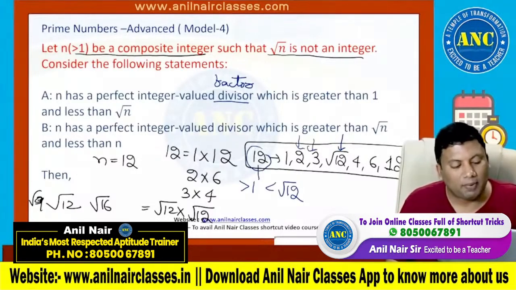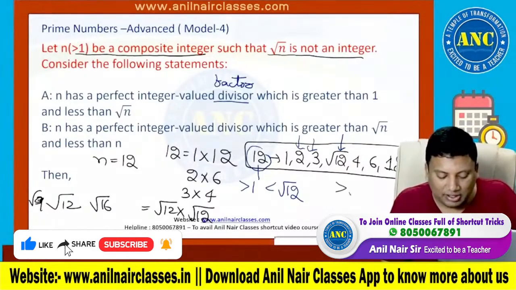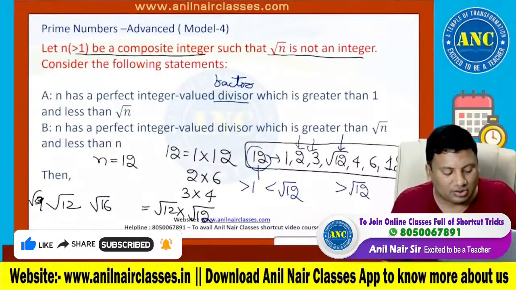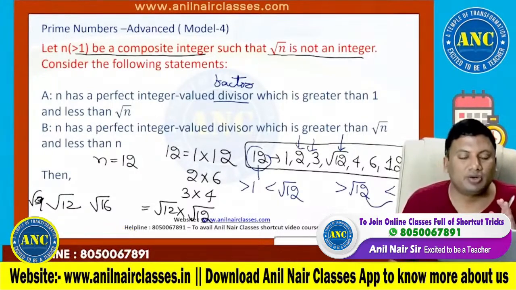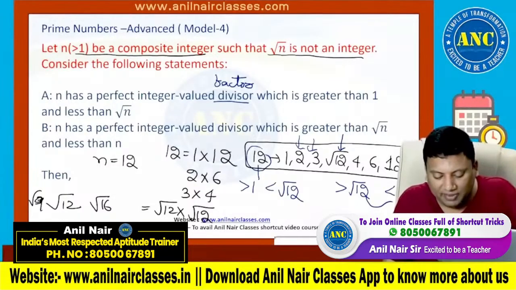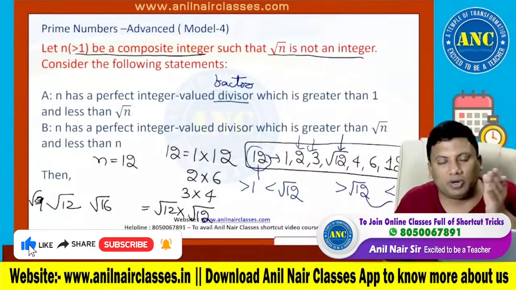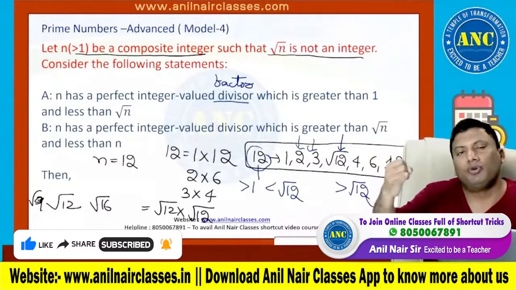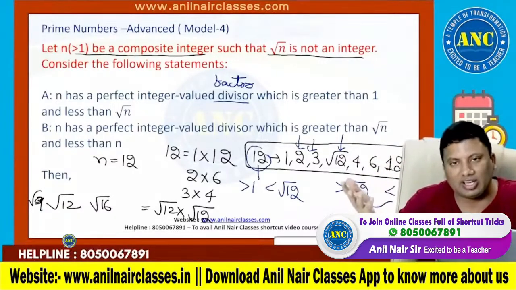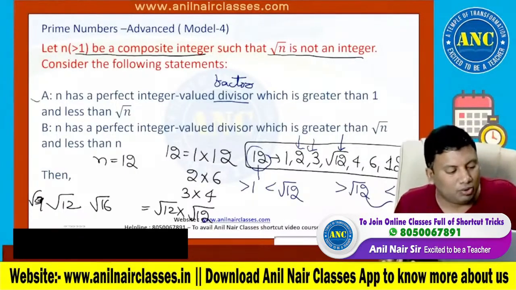N has a perfect integer valued factor which is greater than root n. That means take all the integers greater than root 12 and less than 12. In between you will find some numbers which will divide 12. That is what it is saying. Root 12 is 2 root 3, 2 into 1.7, which is 3.4. What are all the integers greater than 3.4? 4, 5, 6, 7, 8, 9, 10, 11. In that, 4 is a factor of 12, 6 is a factor of 12. So both the statements are right.